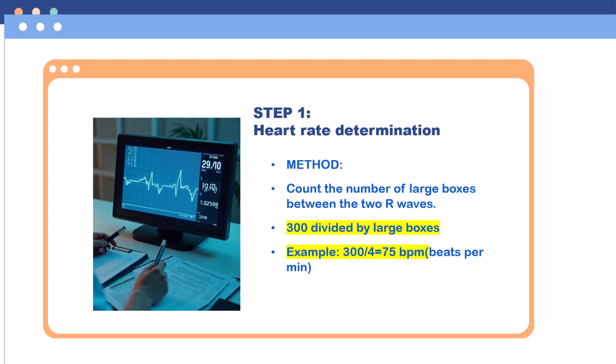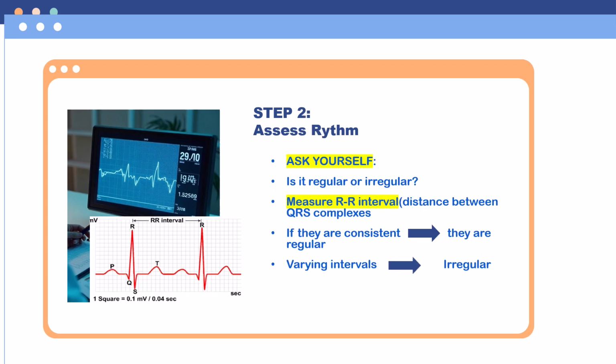Heart rate, how do you identify your heart rate? You will count the large boxes between the two R waves, and you will divide it, you will see that you have 300 in your mind. That is why it is called the 300 count rule. So 300 is divided by the number of large boxes. For example, if you saw between two RR there are four large boxes, so 300 divided by 4, that is 75 beats per minute.